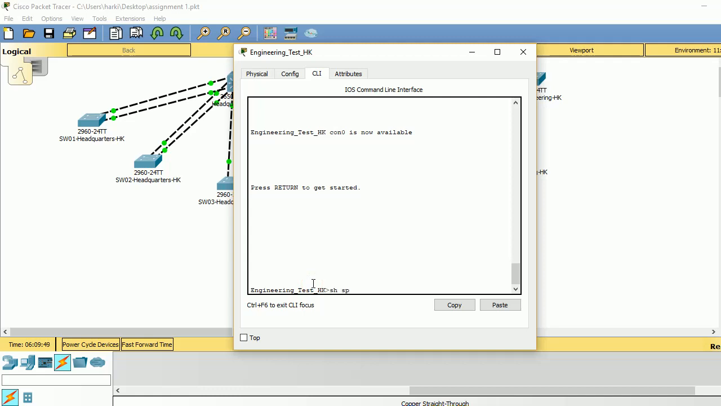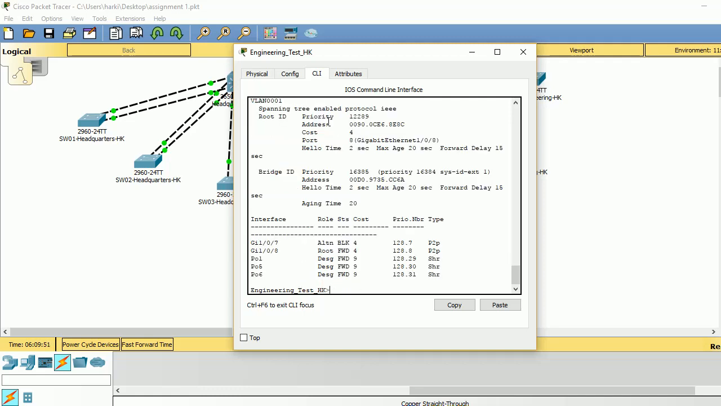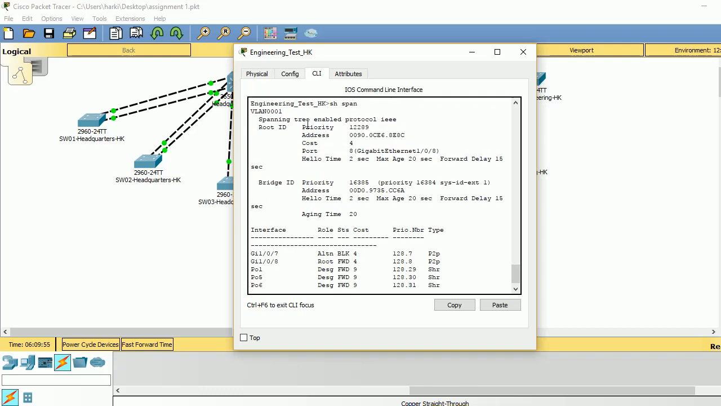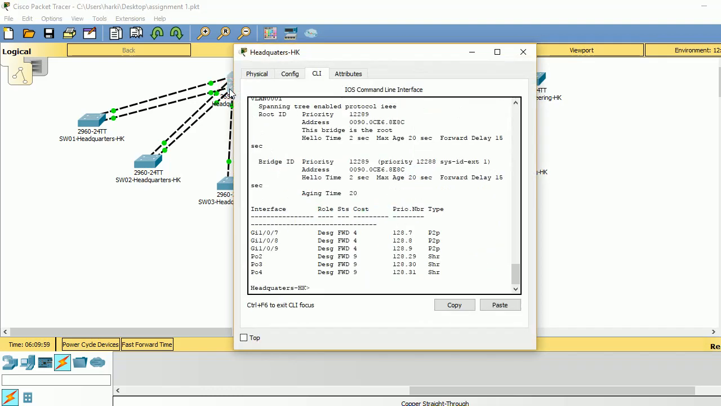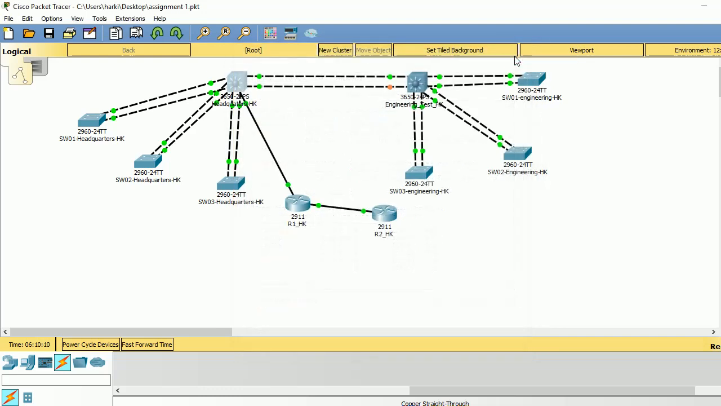Show span. Then the priority of this is this. This was made root bridge by lowering the priority, because initially all the Cisco switches have some similar priority. So in order to make any distribution switch a root bridge, you just have to lower its priority.